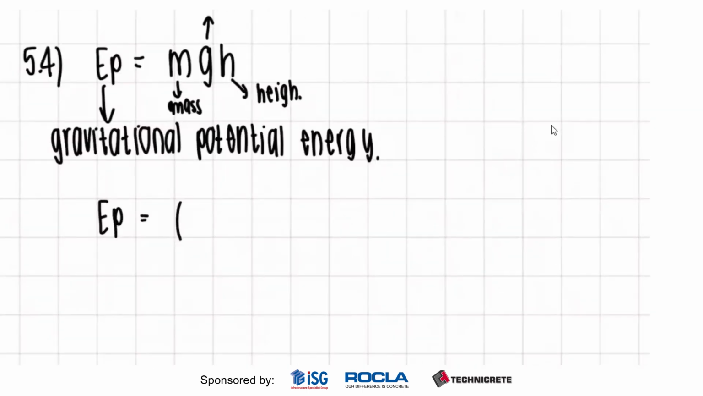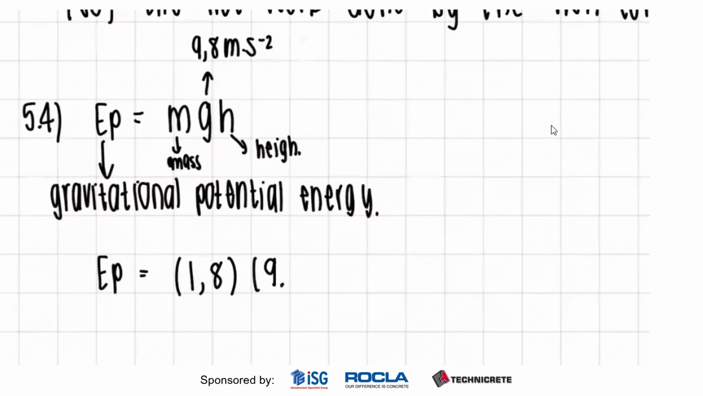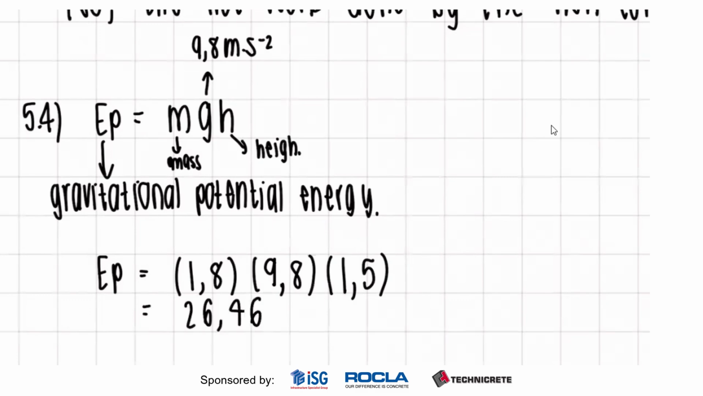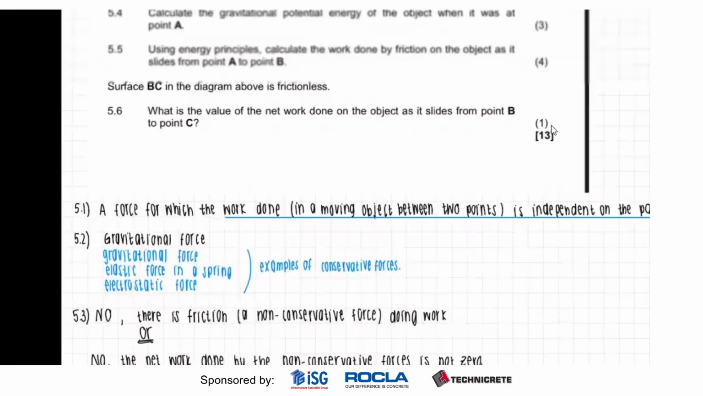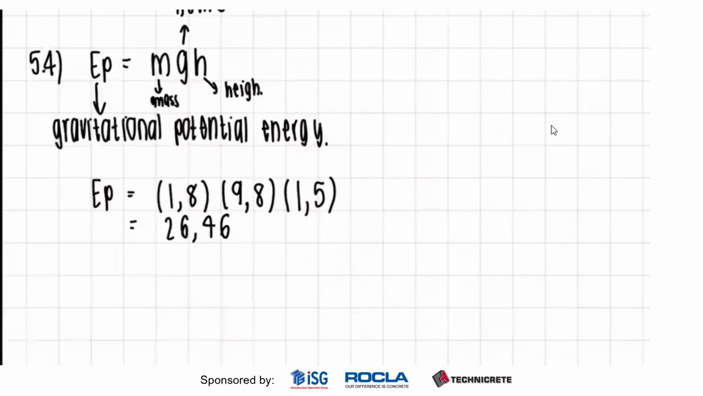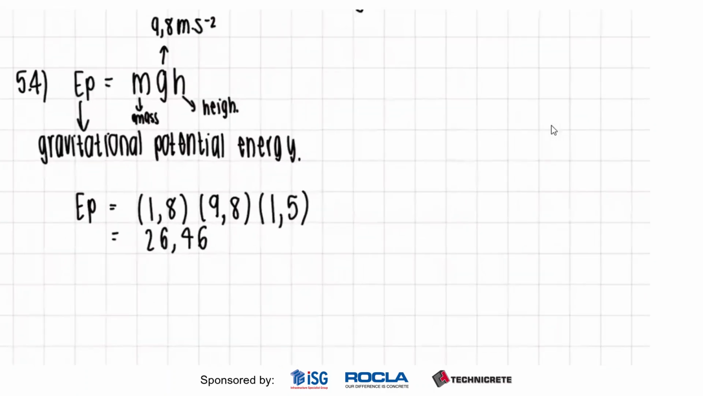EP equals 1.8 times 9.8 times 1.5. If you times that all out on your calculator, it comes to 26.46. Now, the question asked us for the gravitational potential energy, and energy is measured in joules, so joules is our unit. Don't forget the unit, otherwise you will lose a mark. Okay, so that was question 5.4.